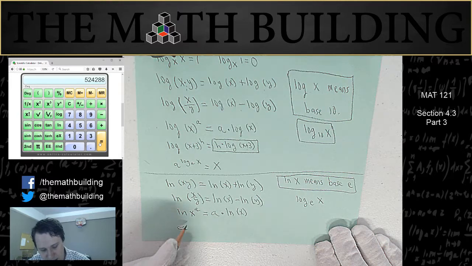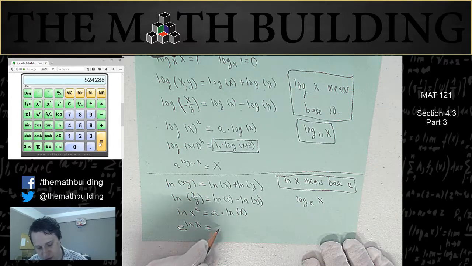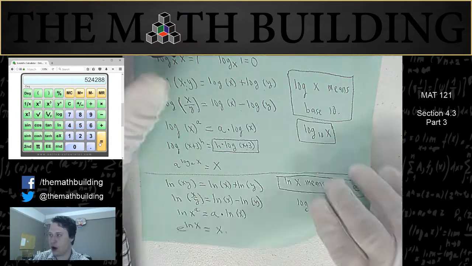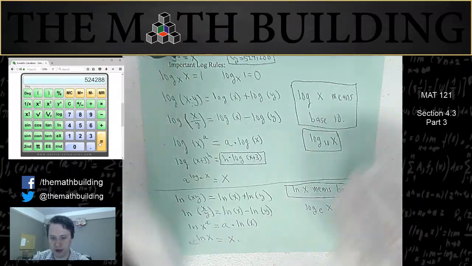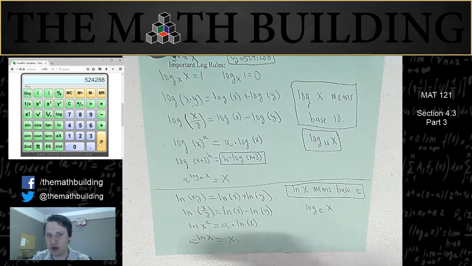Finally, e to the ln of x. Those are inverses of each other. Exponential is the inverse of the natural log function. Therefore, it just equals x. So this page is extremely important. We're going to use all of these rules to simplify some pretty tricky equations.